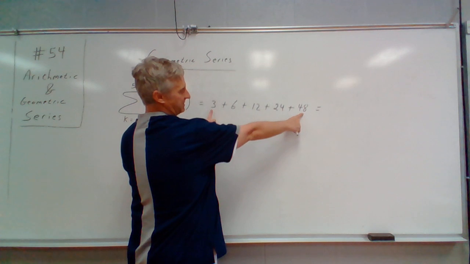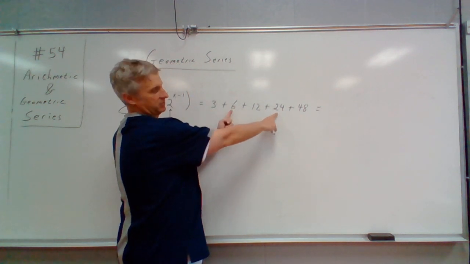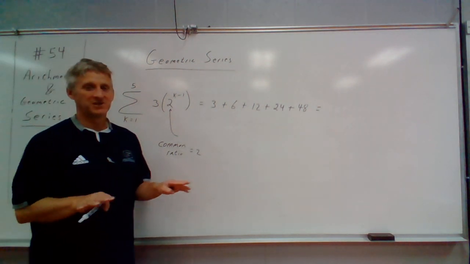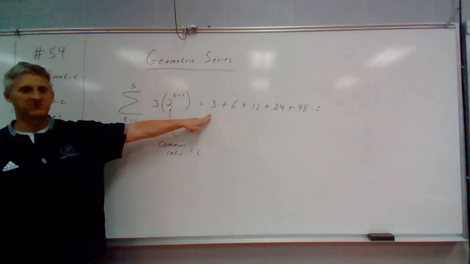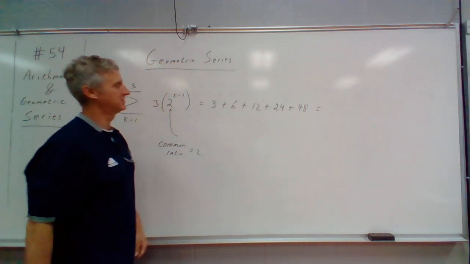So 3 plus 48, that's 51. 24 plus 6 is, oops, that's not 51, that's 30. All right. So it doesn't work anymore. That trick doesn't work. That only worked for arithmetic sequences. Okay, so you can't just add these up like this and get the same thing every time.